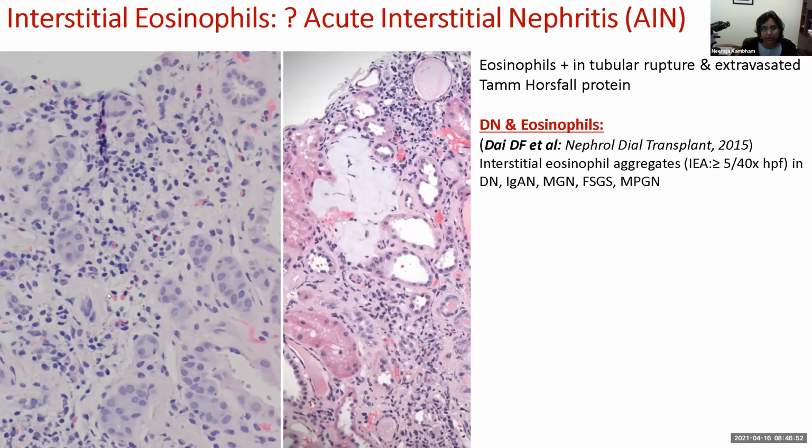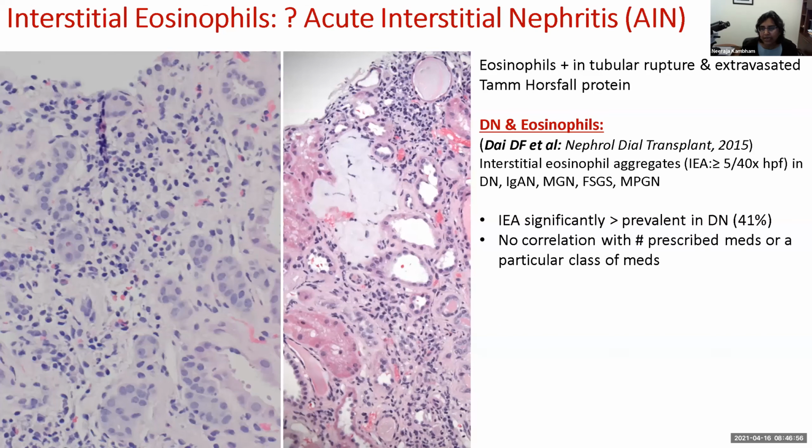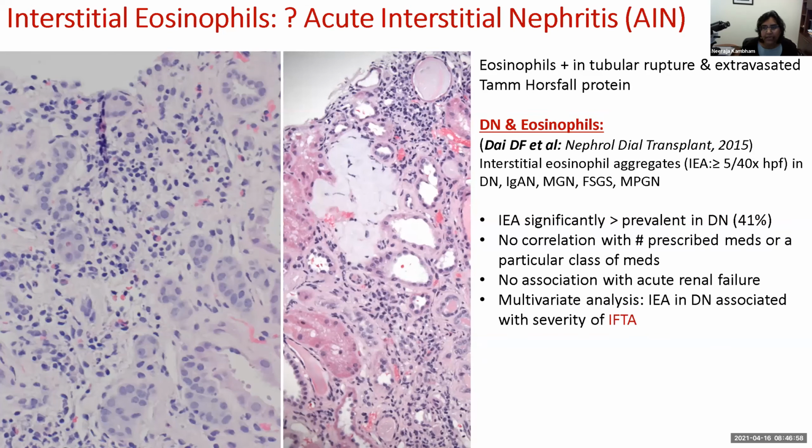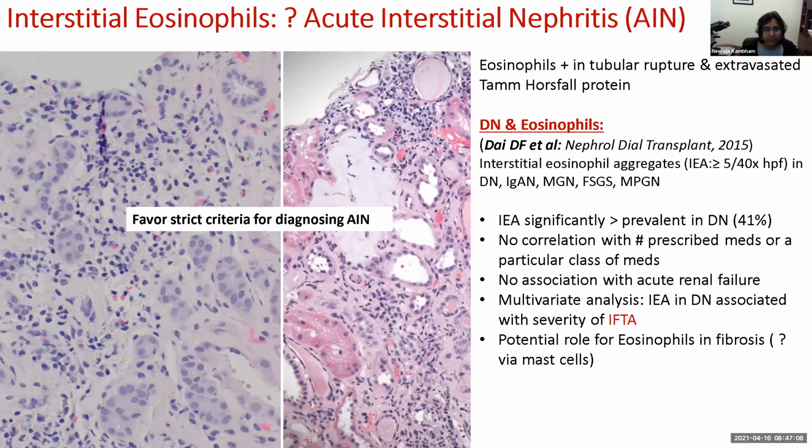So you have to be careful. There are some studies which are showing that these interstitial eosinophilic aggregates may be associated with severity of tubular atrophy and interstitial fibrosis. So I think the key is not to overdiagnose interstitial nephritis, especially if the clinical history doesn't fit. So that was the point.